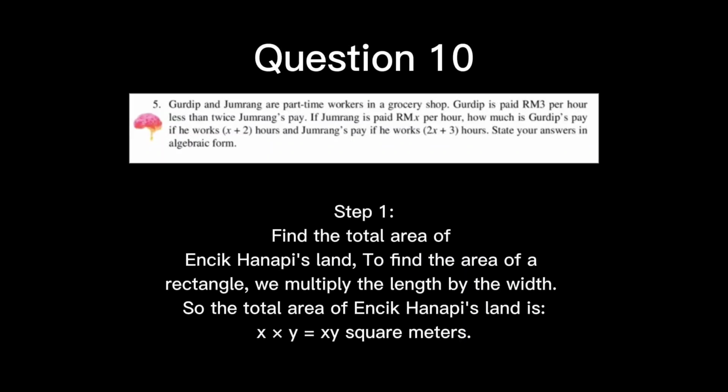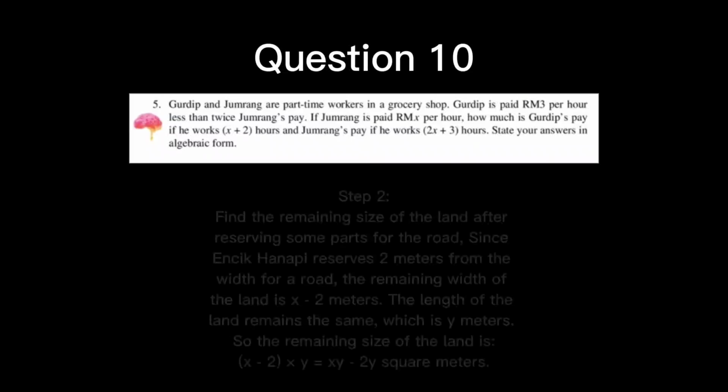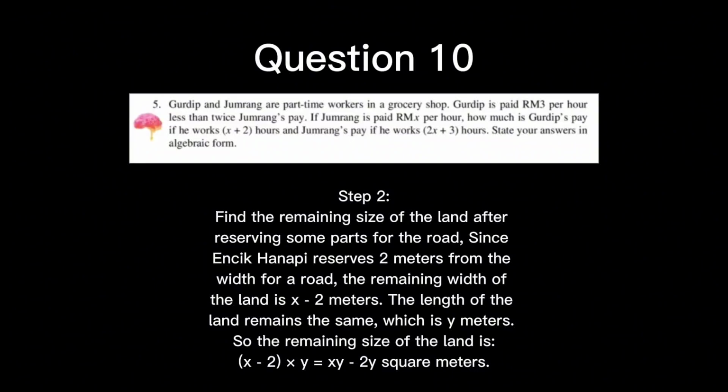Step 1. Find the total area of Sikanapi's land. To find the area of a rectangle, we multiply the length by the width. So the total area of Sikanapi's land is x × y = z square meters. Step 2. Find the remaining size of the land after reserving some parts for the road. Since Sikanapi reserves 2 meters from the width for a road, the remaining width of the land is x - 2 meters. The length of the land remains the same, which is y meters. So the remaining size of the land is (x - 2) × y = z - 2y square meters.